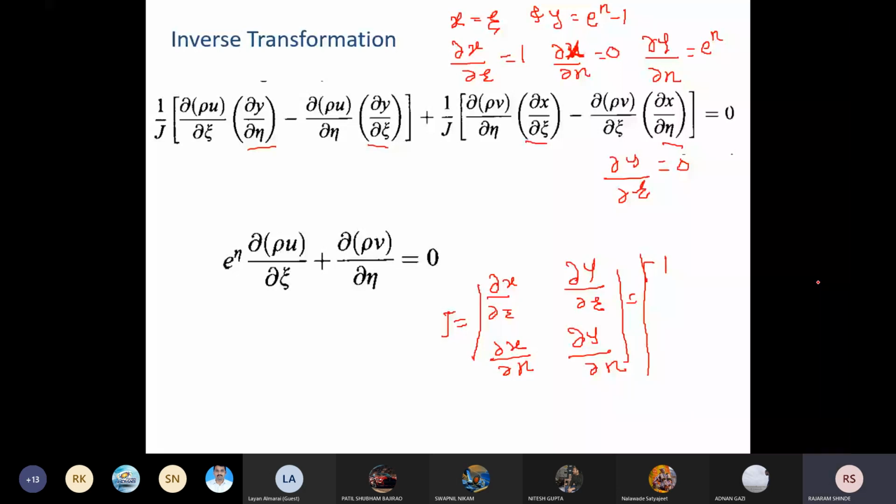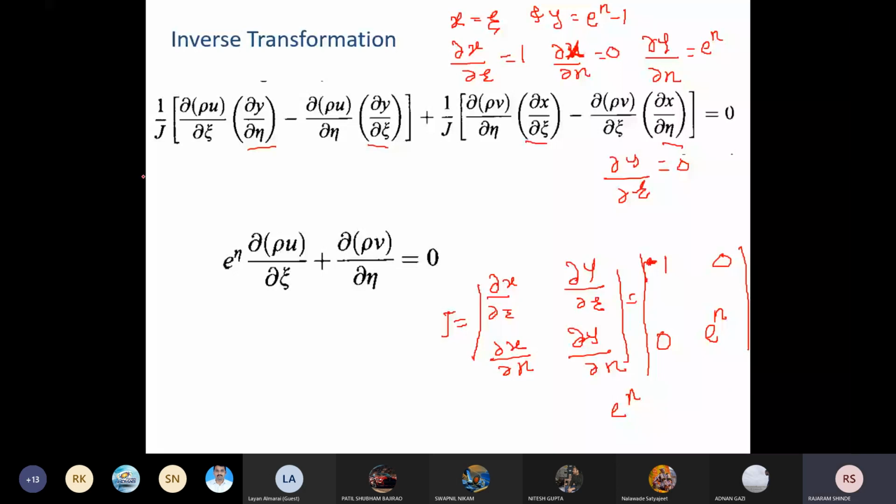Okay, now when we take the determinant of this, you will get e raised to eta, e raised to eta. Now you have to put all these terms in this equation. You will get your continuity equation as 1 upon j is 1 upon eta e raised to eta.